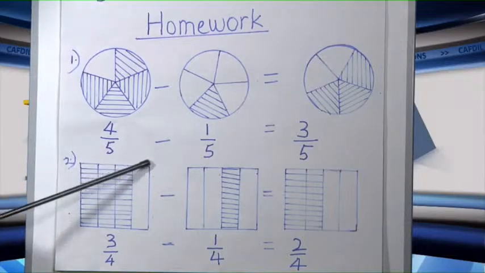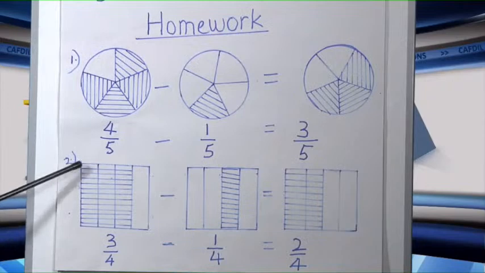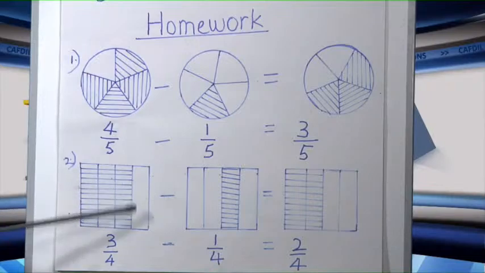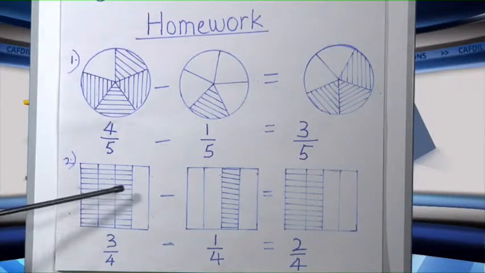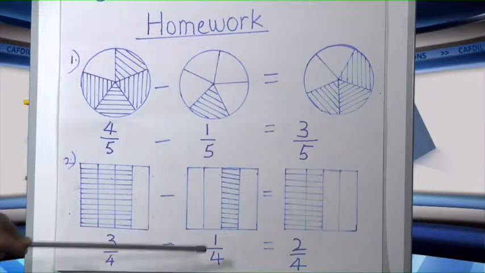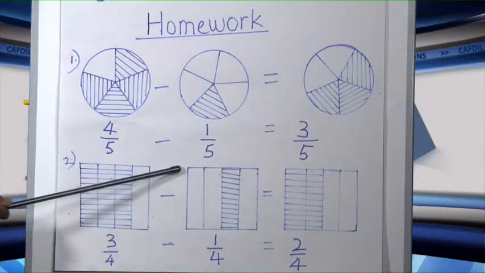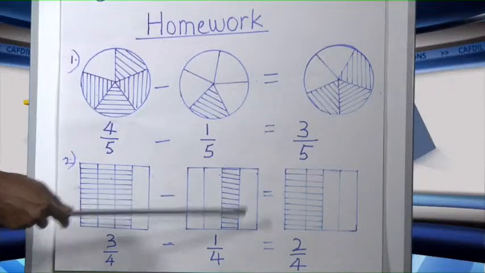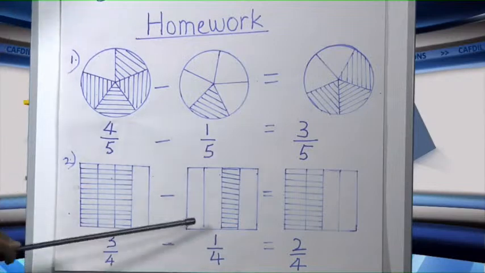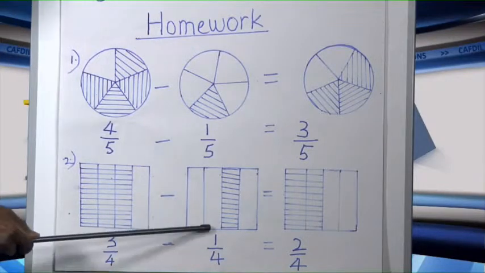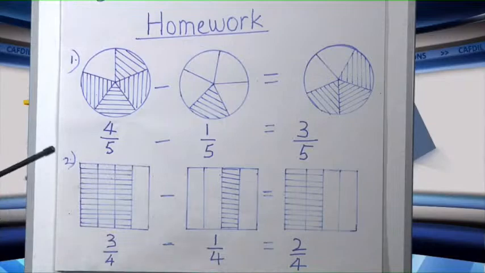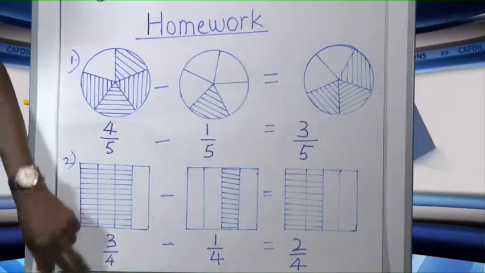Question 2. You have a rectangle. How many parts in all? 1, 2, 3, 4. How many parts have been shaded? 3. So what fraction is this? 3/4. Look at this rectangle. How many parts in all? 4. And then the part shaded. So what fraction? 1/4. So 3/4 minus 1/4 is equal to, here it is, 2/4. Very good. Now let's start today's lesson.